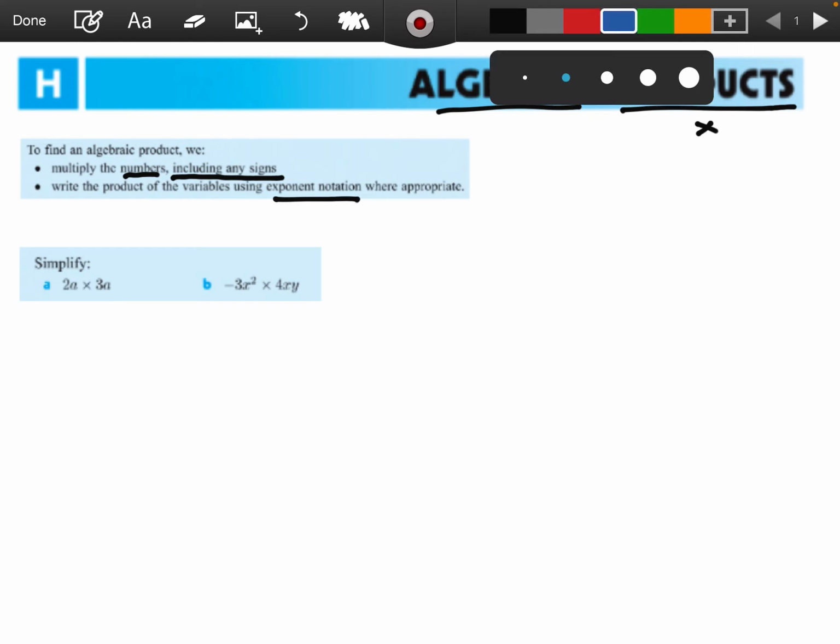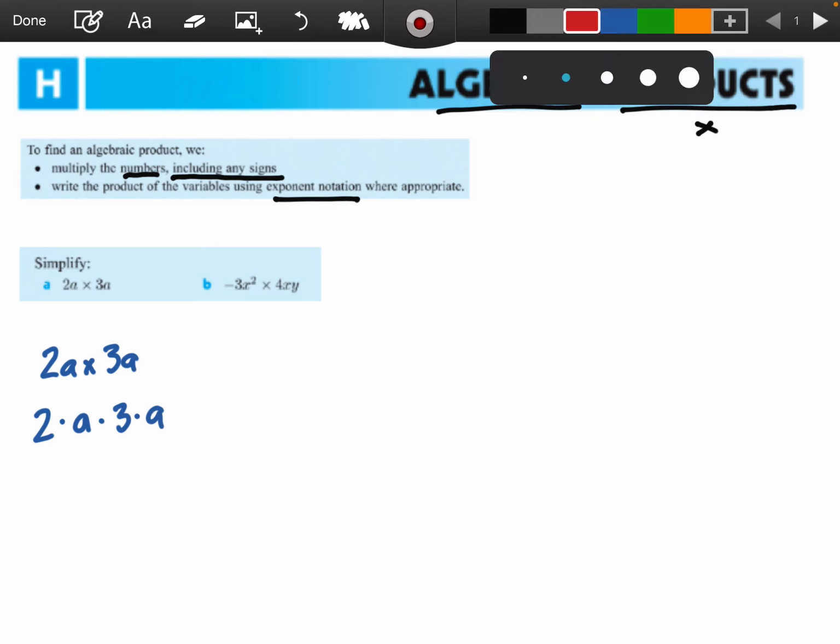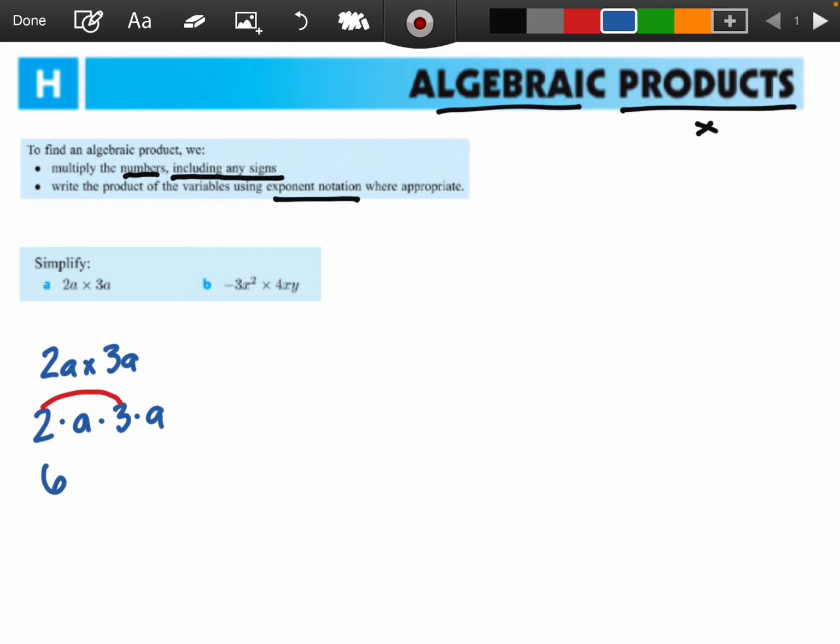So let's look at this in practice. Our first one here, we have 2a times 3a. Some of you may find it helpful in the beginning to write this out in an expanded form: 2 times a times 3 times a. Then you can say, okay, my numbers get multiplied together, so my 2 gets multiplied by my 3 to give me a 6. And then I have 1a multiplied by another a, which is a squared.